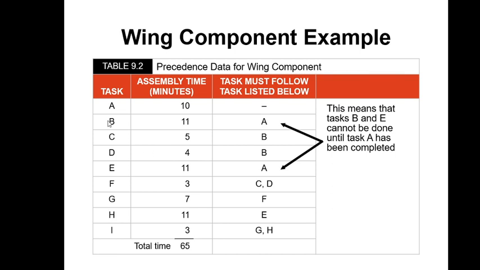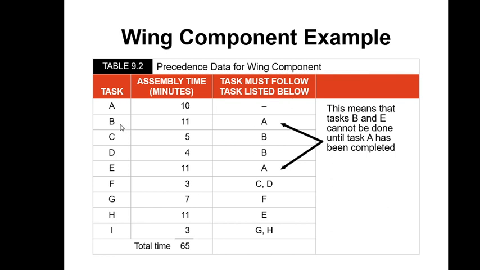For example, here we have 9 tasks in order to assemble our component, our product. Task A, for example, needs 10 minutes as an assembly time. There are no preceding activities or tasks for A, meaning A will be the first task to be done. But here, for example, I want you to understand the meaning of the preceding tasks, which is: task must follow task listed below.